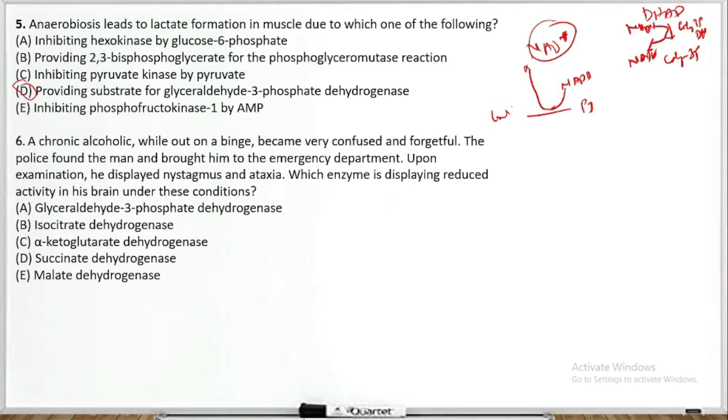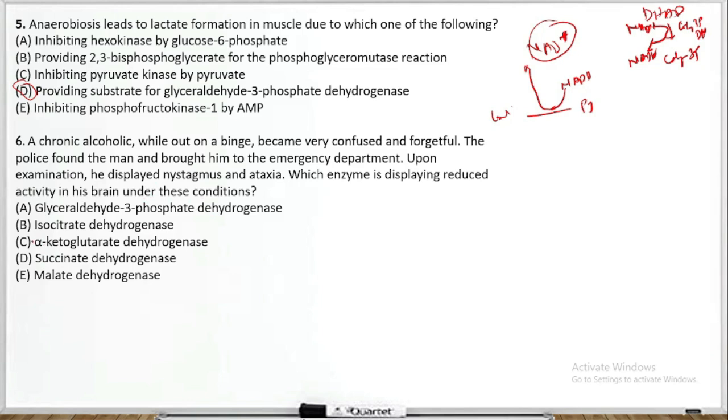Question 6. A chronic alcoholic, while out on a binge, became very confused and forgetful. The police found the man and brought him to the emergency department. Upon examination, he displayed nystagmus and ataxia. Which enzyme is displaying reduced activity in the brain of this man under this condition?